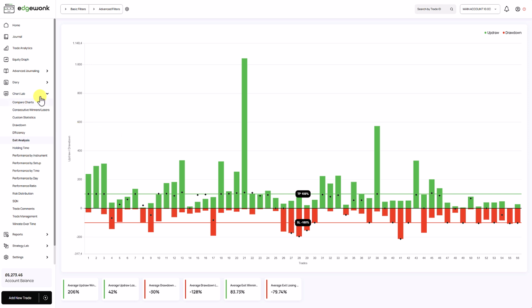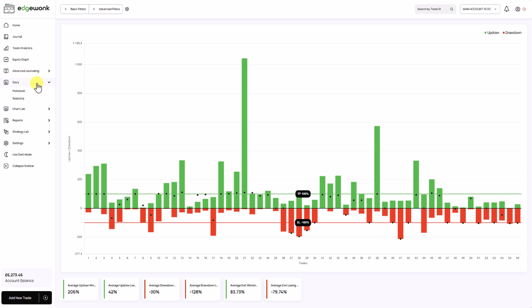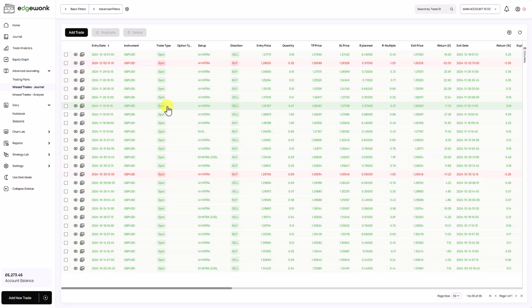But let's keep going. And the trader, when he sent in his review request, he mentioned his missed trades. So we're going to the advanced journaling, and we're looking at his missed trades journal. And one thing that is quite interesting is when you look here, those are mostly green rows. You only have 2 red losses here in the missed trades.